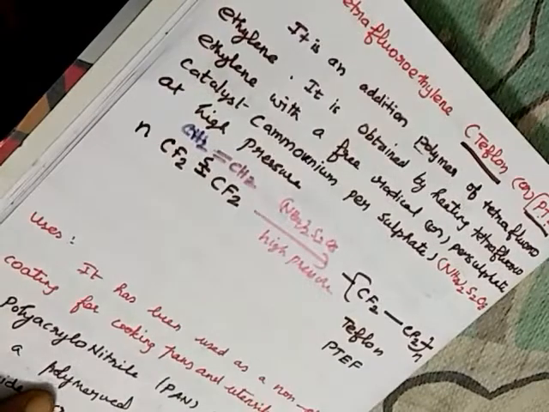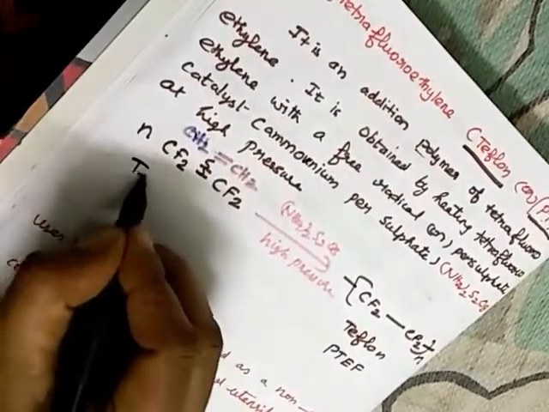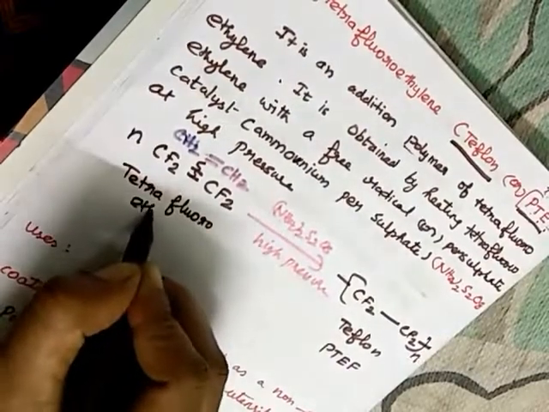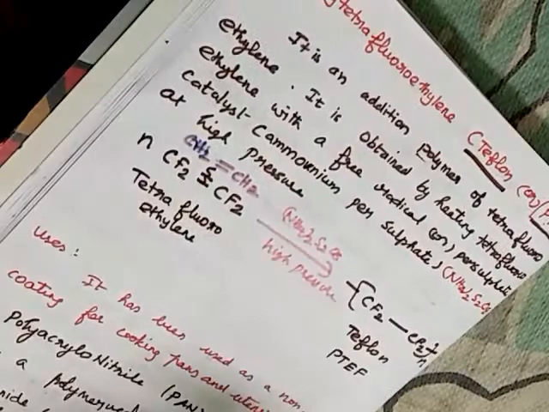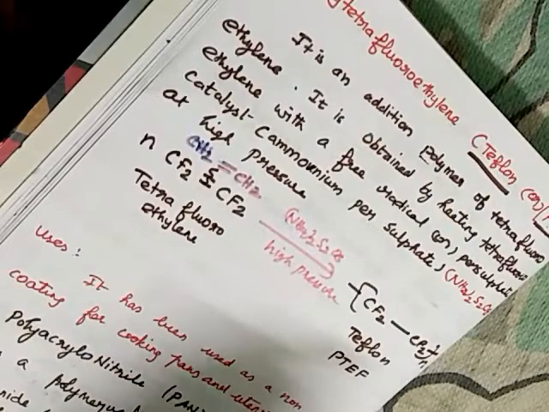The special name is Teflon, PTFE, polytetrafluoroethylene. Okay, so it is obtained by heating tetrafluoroethylene with a free radical or persulfate. Under high pressure, we are going to prepare Teflon or PTFE, polytetrafluoroethylene.